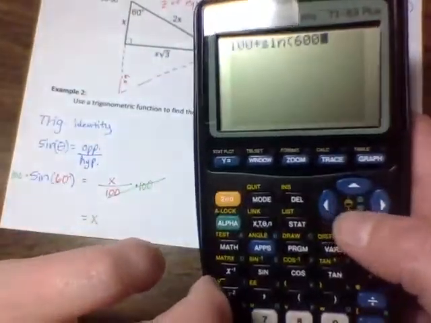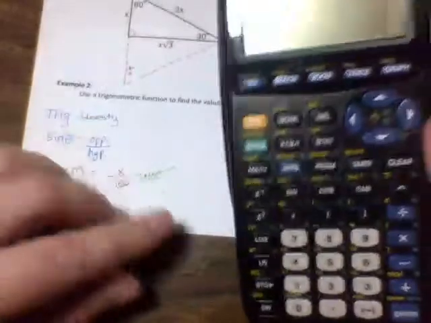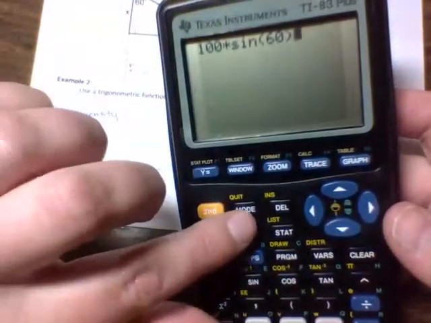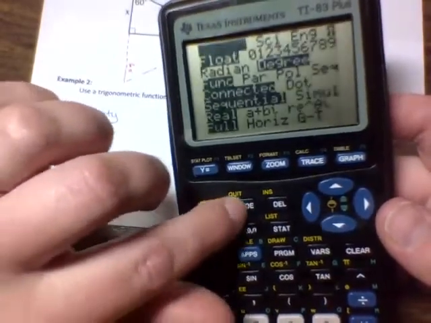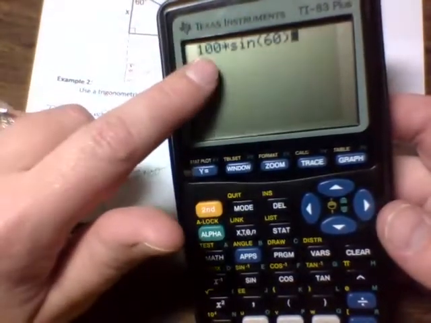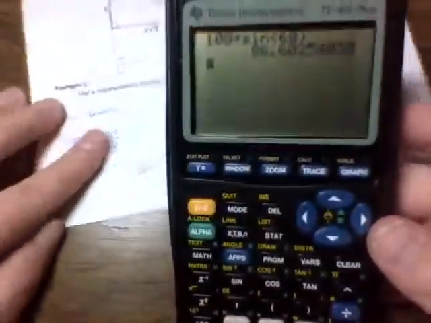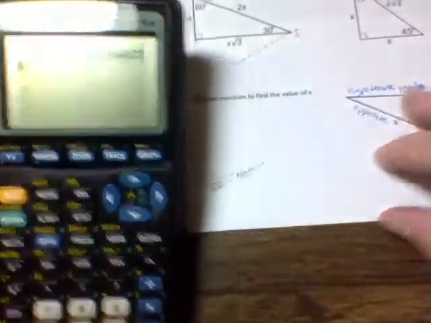You do not actually need to put a degree symbol in there. There is one under the math key, but as long as you are in degree mode, it doesn't actually need to have that degree symbol. So 100 times sine of 60 is going to give us what our x value is. And our x value is 86.6025.